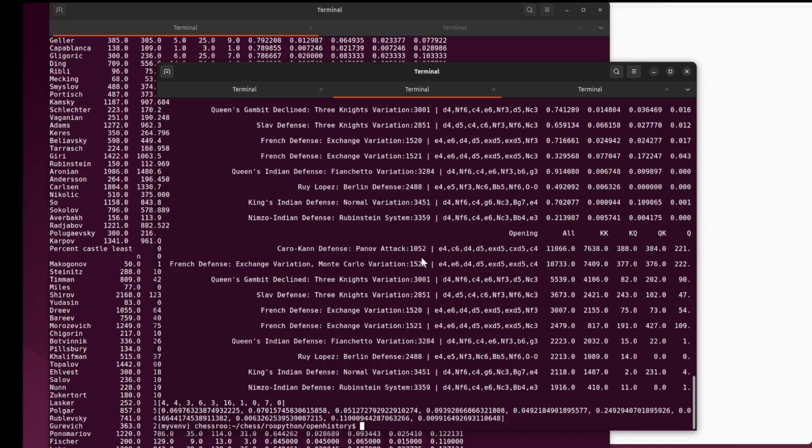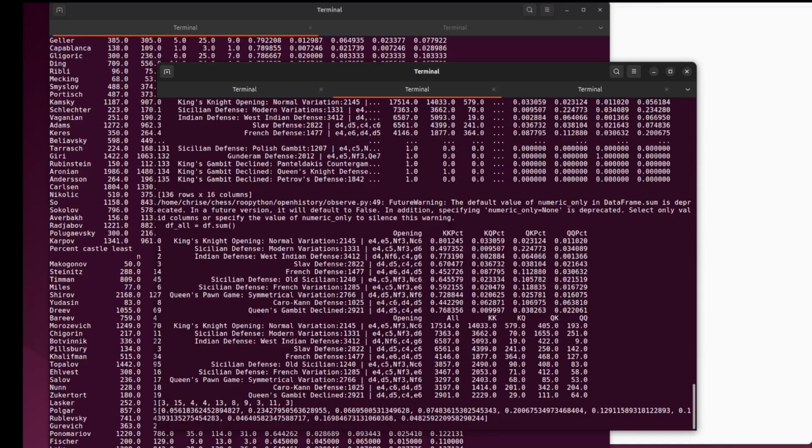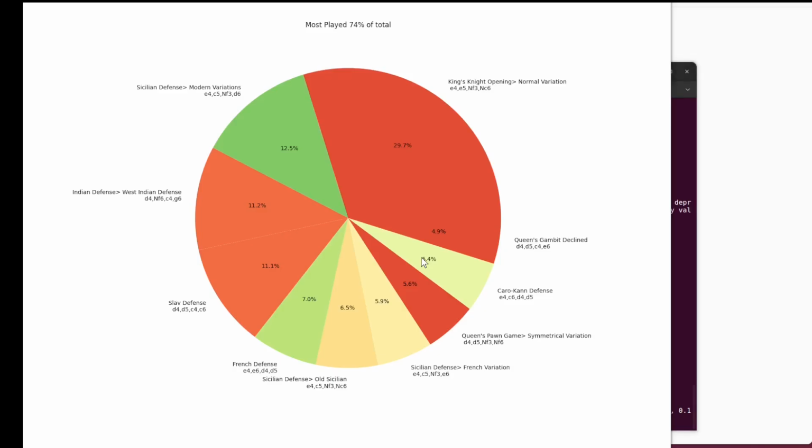So the way I'm going to run this, I'm going to start at 3, which means a ply of 4. Okay, you can see it there. So a couple of things to bear in mind with this chart. So most played openings, and this represents 74% of total openings. So there's another 25% of other stuff. You can see it sort of outlining King's Knight opening. Obviously, that's leading into the Ruy Lopez and the Italian game and so on. Queen's Gambit Declined, Caro-Kann, Queen's Pawn game.